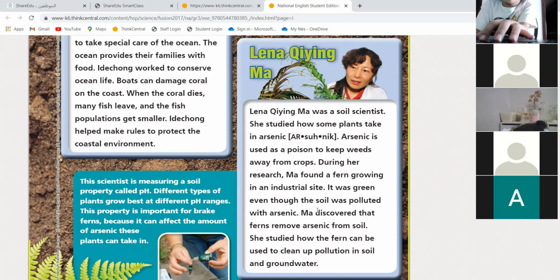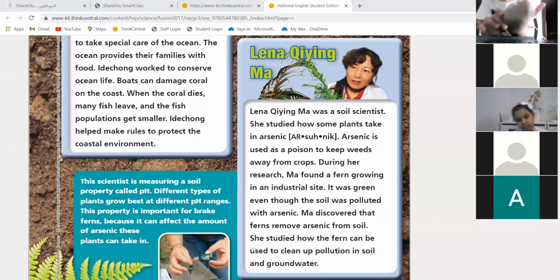What did she discover? Ma discovered that ferns remove arsenic from soil. She studied how the fern can be used to clean up pollution in soil and groundwater. Excellent. So what do you understand from what she studied? That ferns are very good for soil. They are used to clean up pollution in soil and underground.